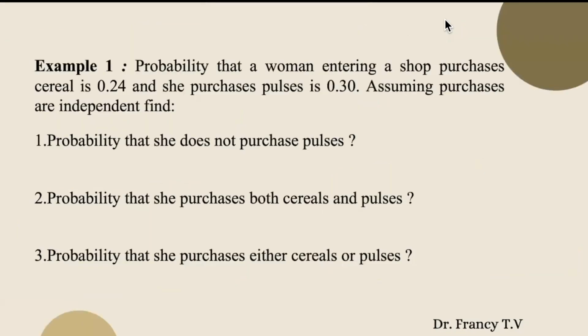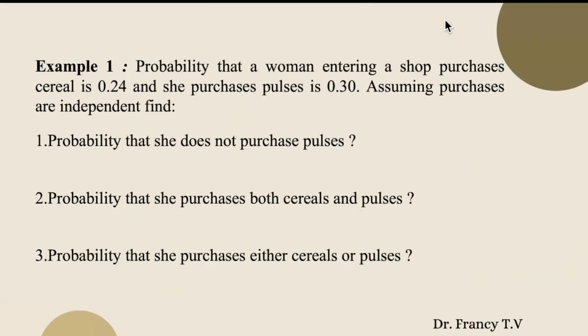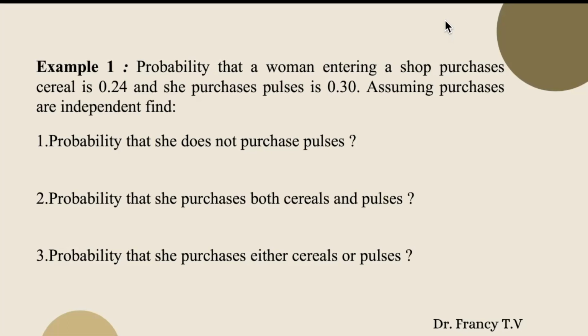Let us come to the first problem. It states that the probability that a woman entering a shop purchases cereal is 0.24 and that she purchases pulses is 0.30. Assuming purchases are independent, find: 1. the probability that she does not purchase pulses; 2. the probability that she purchases both cereals and pulses; 3. the probability that she purchases either cereals or pulses.